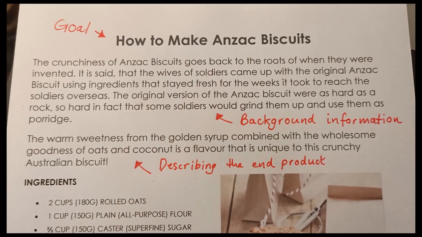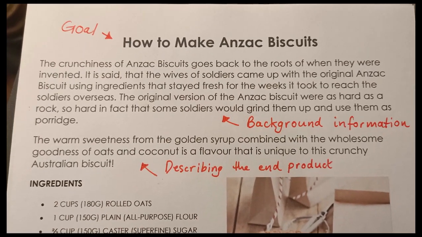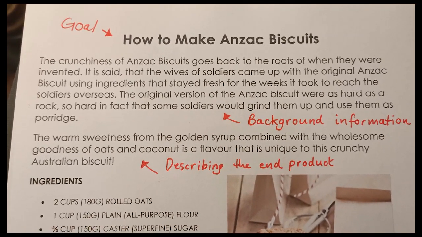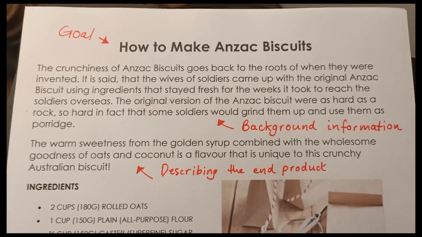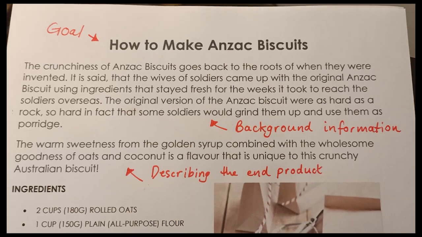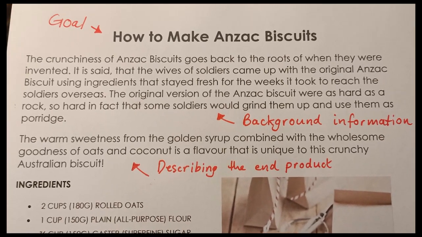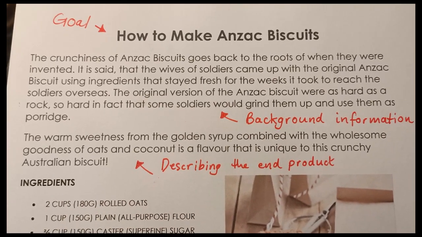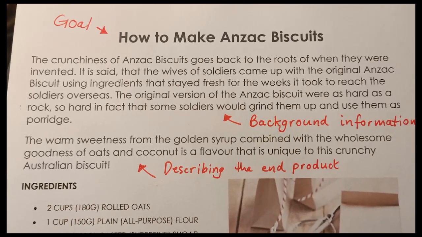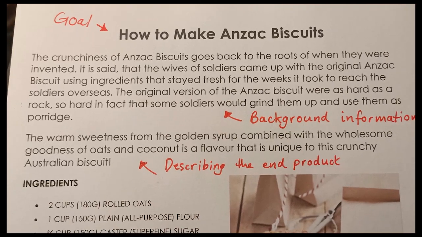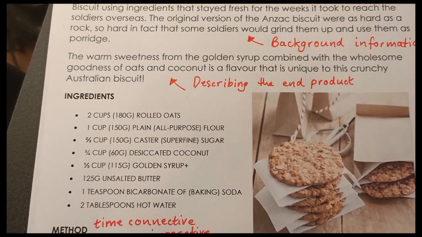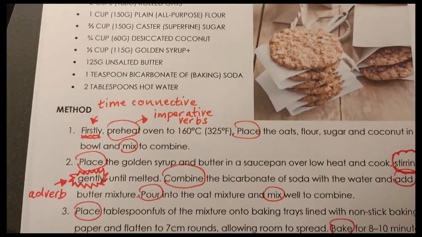Let's have a look at our woggle, what a good one looks like. So this one, how to make Anzac biscuits. So this is our goal. Then we have a little bit of background information, some interesting history around the Anzac biscuit and how it all came about, which might be quite interesting for the reader. Then we have a small paragraph describing the end product. We have our list of ingredients, and then we have our method.